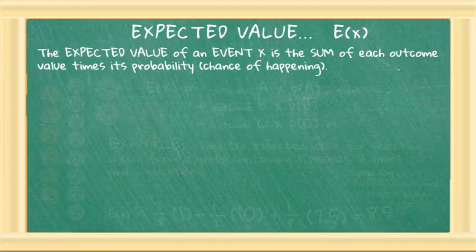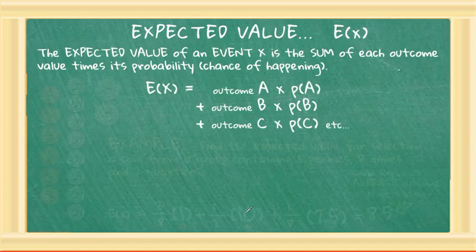All right, let's talk about something called expected value, and it's notated as E with an X in parentheses. We read that as the expected value of X, and the value is what we're expecting we would get on average, let's say, or what we'd expect to get as a generalized expected outcome or expected value, and it's easier to explain it with an example here.